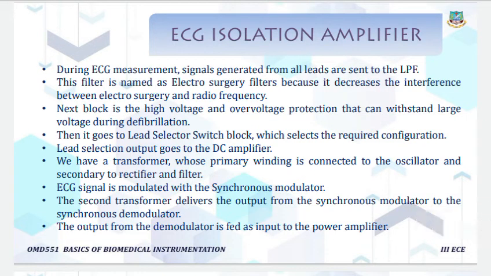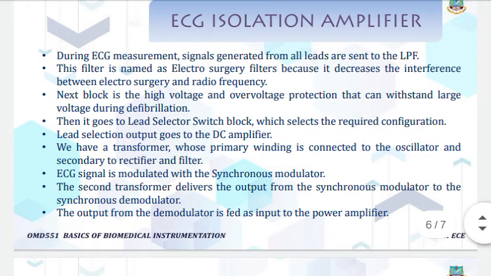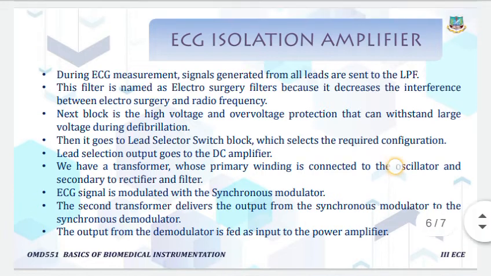We have a transformer whose primary winding is connected to the oscillator and secondary winding to the rectifier and filter. The ECG signal is modulated with the synchronous modulator. So what is the use of the modulator? It uses the carrier signal. The second transformer delivers the output from the synchronous modulator to the synchronous demodulator, and the output from the demodulator is fed as the input to the power amplifier.